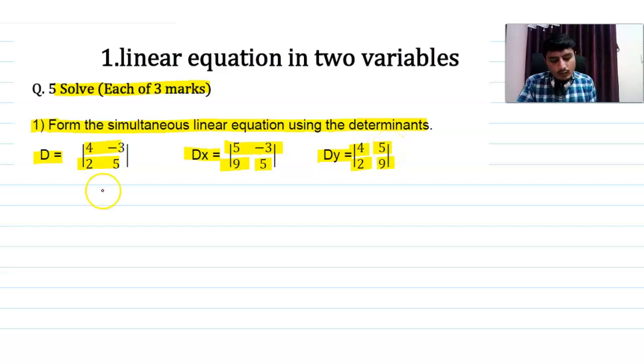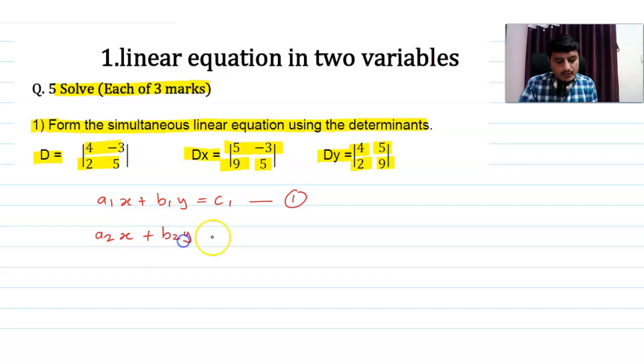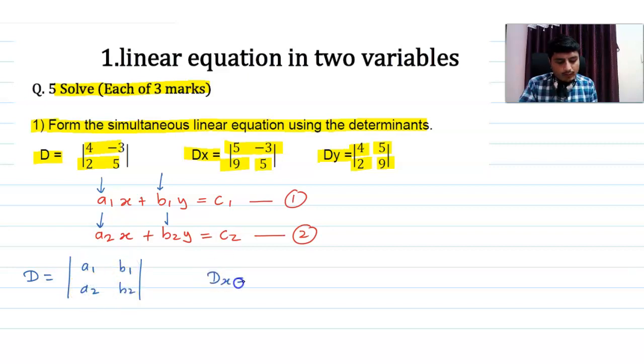It is well known that linear equations in two variables are of the form a1x + b1y = c1, let's call it equation number 1, and the other equation a2x + b2y = c2, call it equation number 2. To find the value of determinant D, which is of order 2, the entries under D are the coefficients of variables x and y from equations 1 and 2, that is a1, b1, a2, b2.